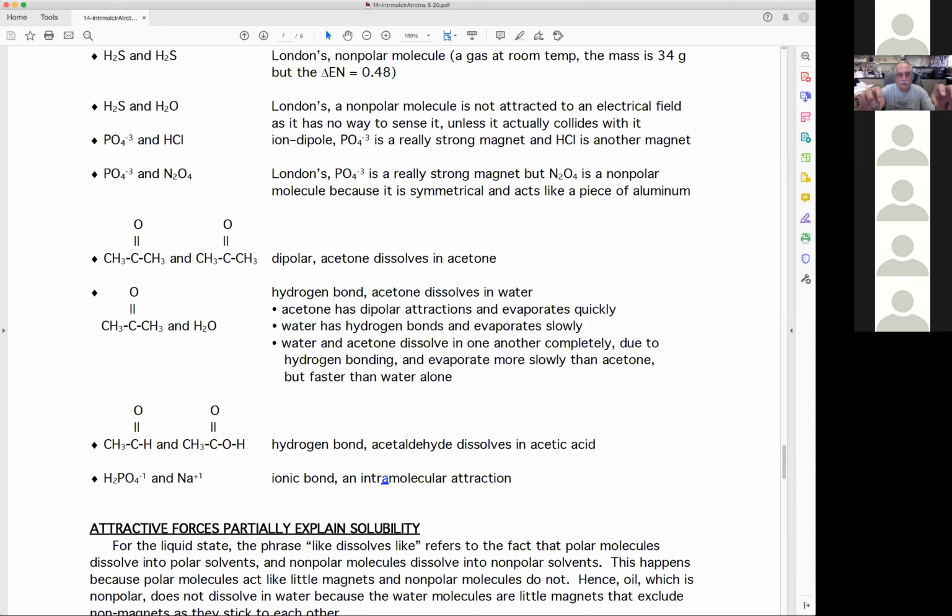Now, if I took those two puddles and I mixed them together physically, would they dissolve in each other? And the answer is yes, because they're held together by hydrogen bonds. Okay, does that make sense?